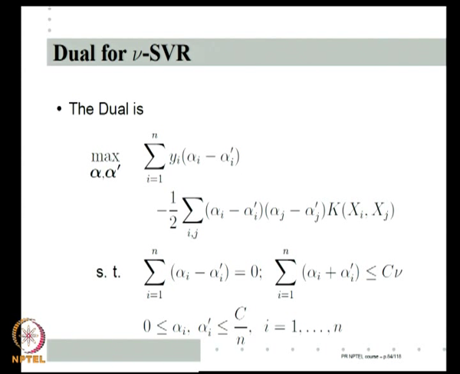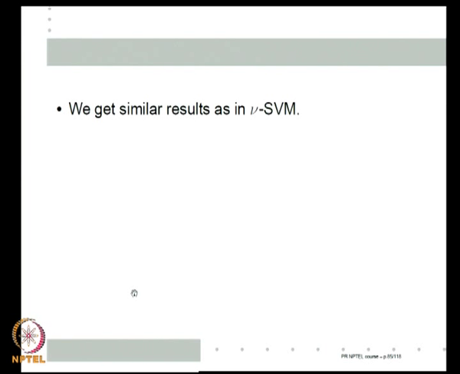The dual for this once again turns out to be quadratic. It has once again a very simple structure, very similar to the old SVR. I won't go into details because it's pointless, but the thing to recognize is that the objective function has one linear term and one quadratic term, and all constraints are linear. So, this is once again a very nice optimization problem, and one can show that you get similar results as in SVR.